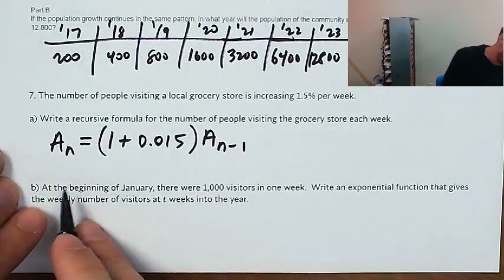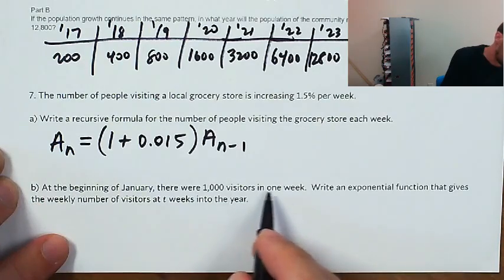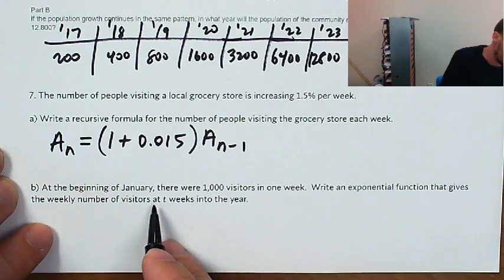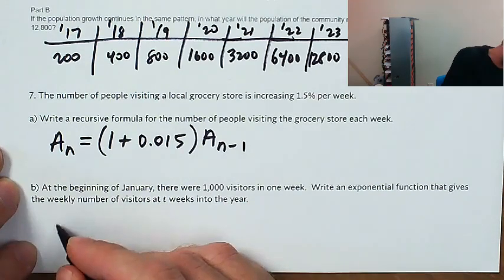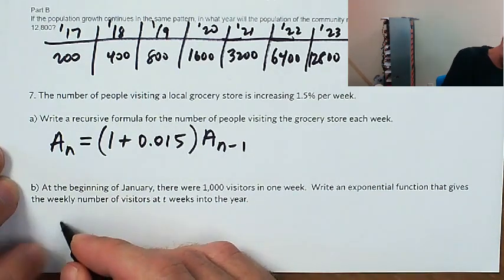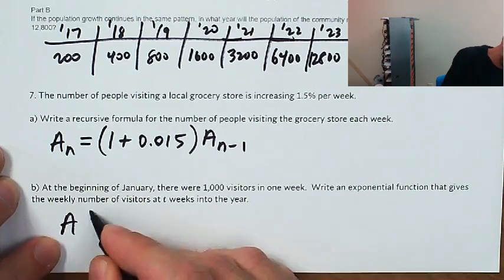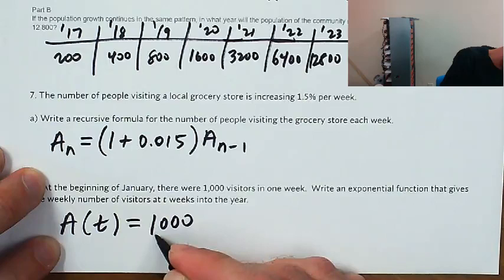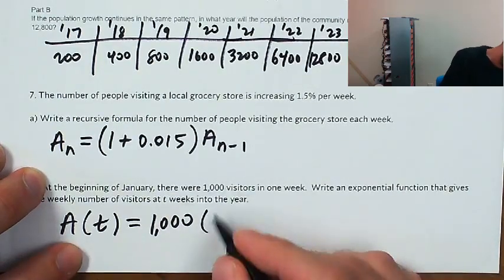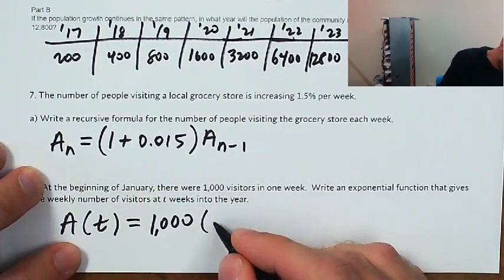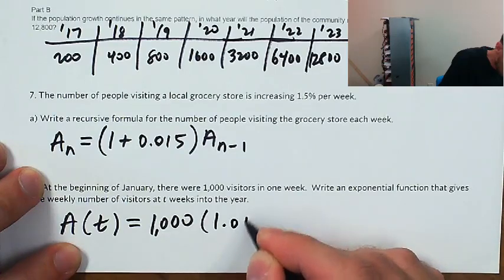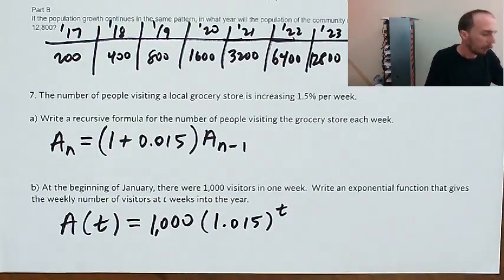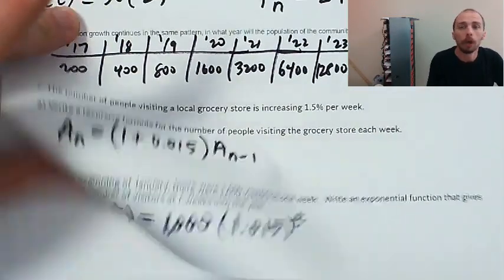At the beginning of January, there were 1,000 visitors in a week. Write an exponential function that gives the weekly number of visitors at t weeks into the year. So the amount of customers at t weeks into the year is going to be 1,000 times the same multiplier to the t, 1.015 to the t. And, well, that's all the problems for this section of the review.